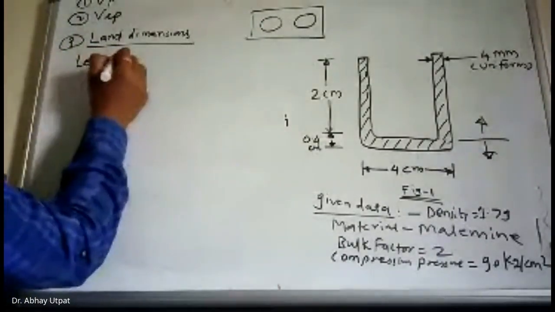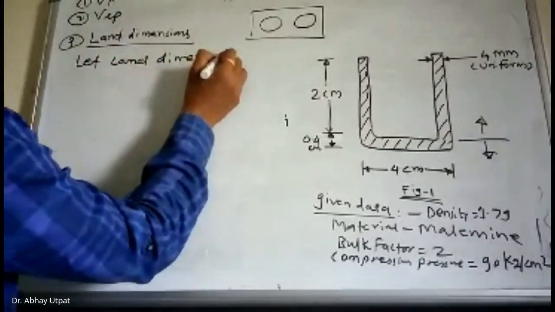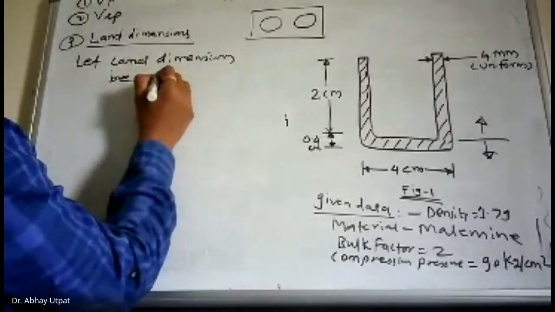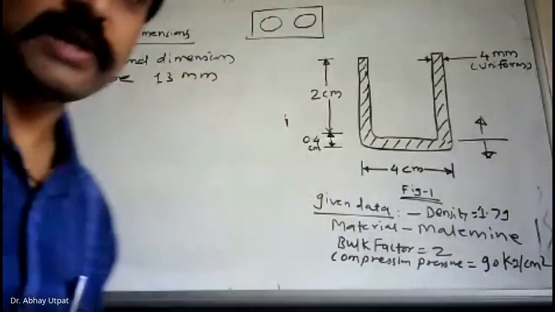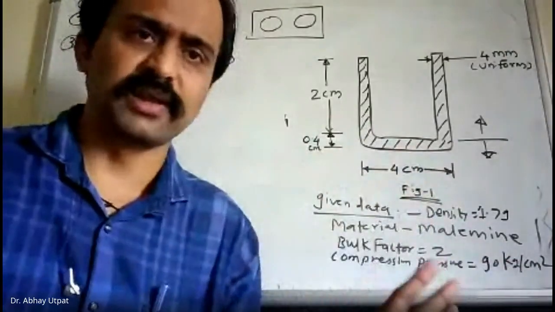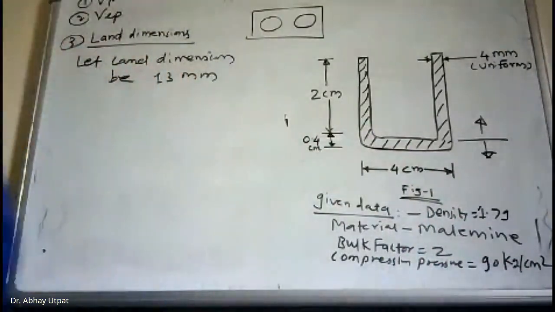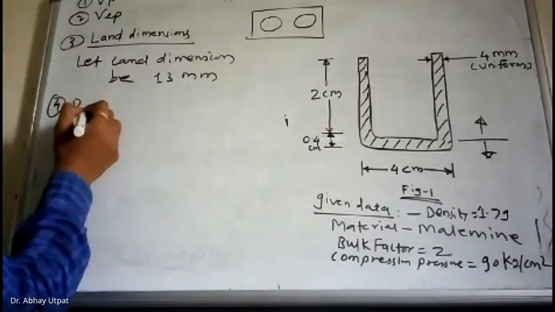Let land dimension be 13 mm. Now this is an assumption. Somebody of you may assume 12 mm, somebody of you may assume 15 mm. Value may vary. Range is given. Then projected area. The fourth one is projected area that you have to calculate.